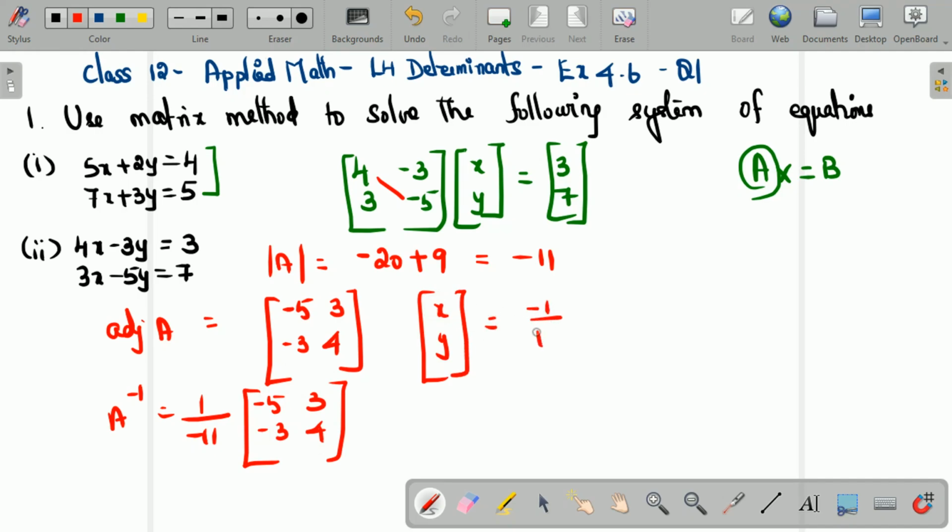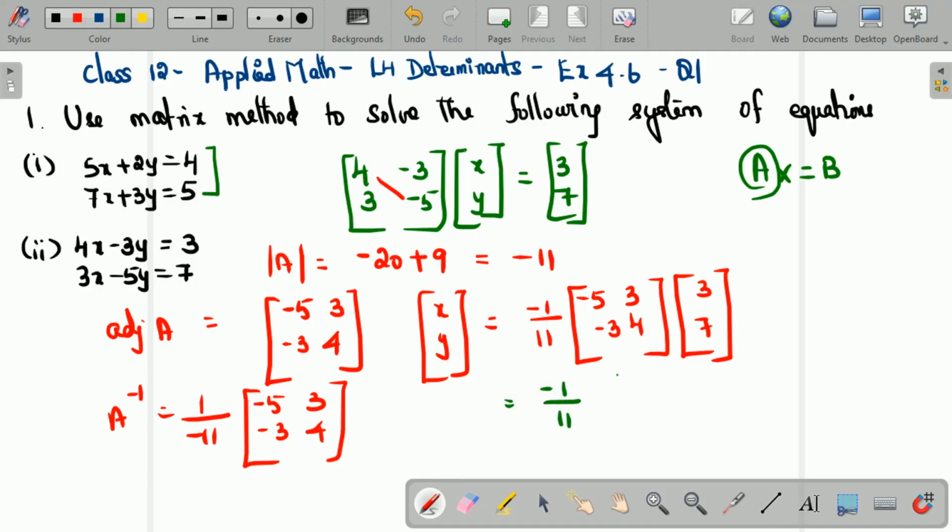So this is minus 1 by 11 into this matrix minus 5, 3, minus 3, 4 with this matrix which is equal to 3 and 7. Let's perform the cross multiplication. So this is minus 1 by 11, and this is minus 15 plus 21, and this is minus 9 plus 28. If you simplify, this is minus 1 by 11 and in the numerator it will become 6 on the top, and here 28 minus 9 is equal to 19.